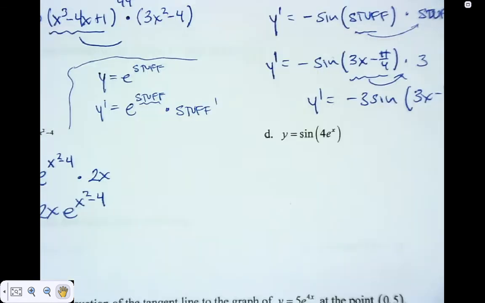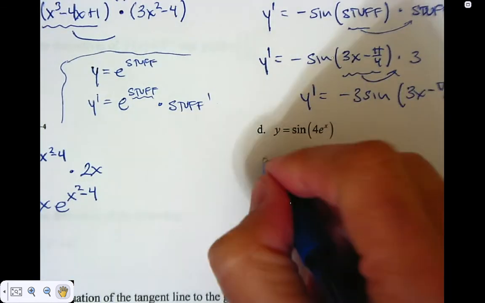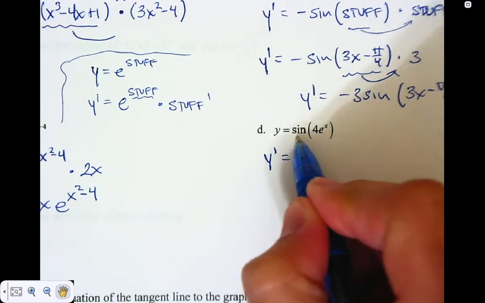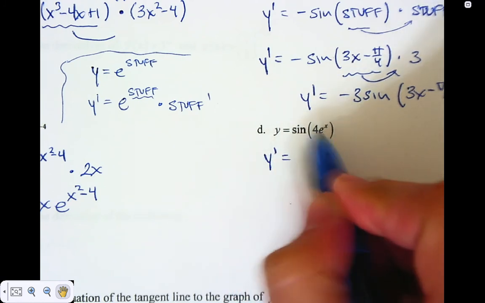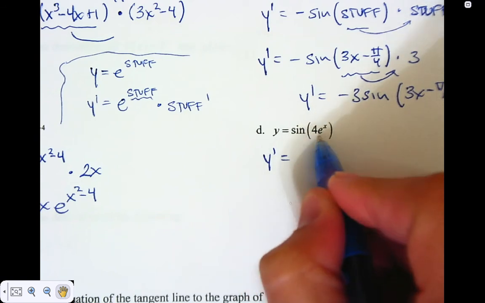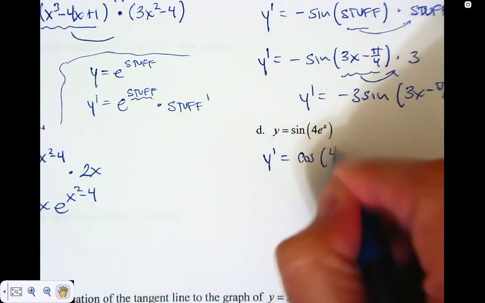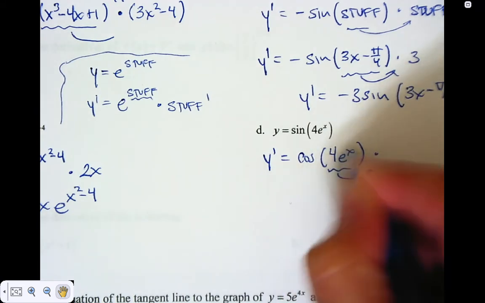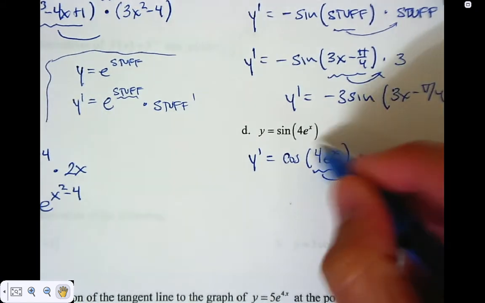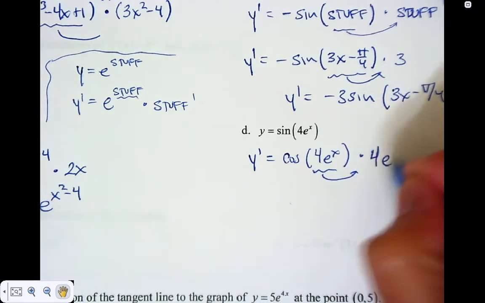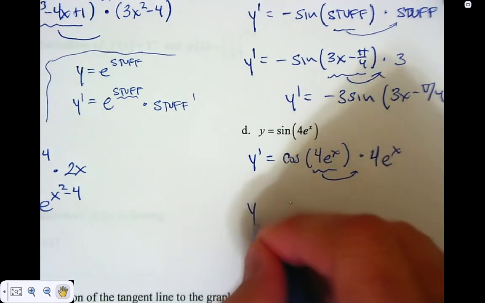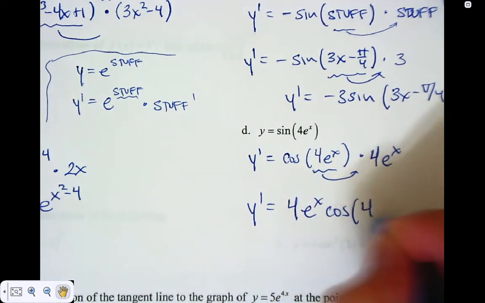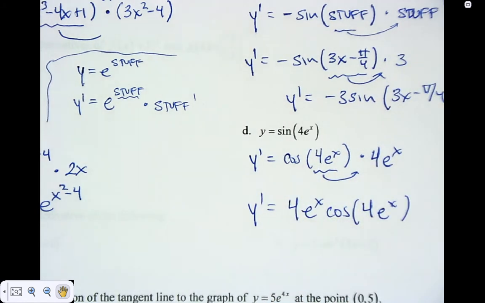Okay, over here we've got another trig problem. So y prime would be the derivative of sine of stuff is cosine of stuff, d stuff. So the derivative of sine of that would just be cosine of that times the derivative of the stuff we have not derived yet. And the derivative of 4e to the x is 4e to the x. So rewriting that to clean it up would be 4e to the x cosine of 4e to the x.